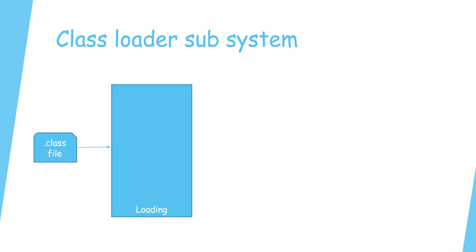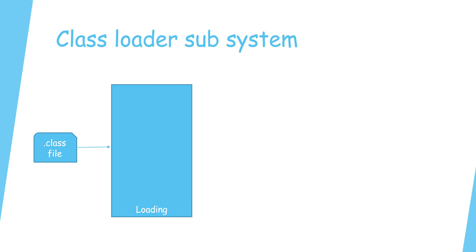The class file generated by the Java compiler is passed to the class loader subsystem, which is responsible for extracting various information, and this information will be used during the execution phase. It does this in three steps: loading, linking, and initialization.